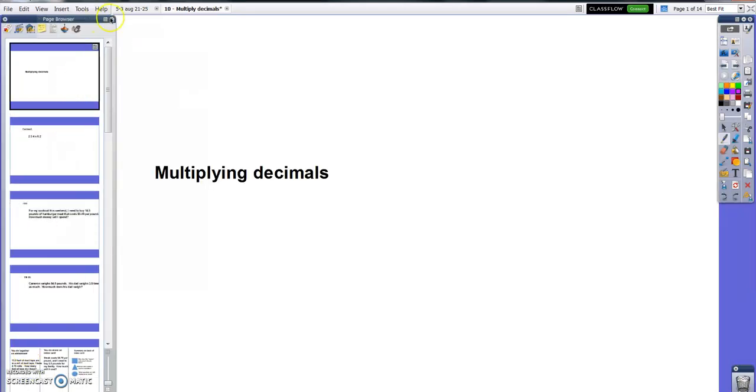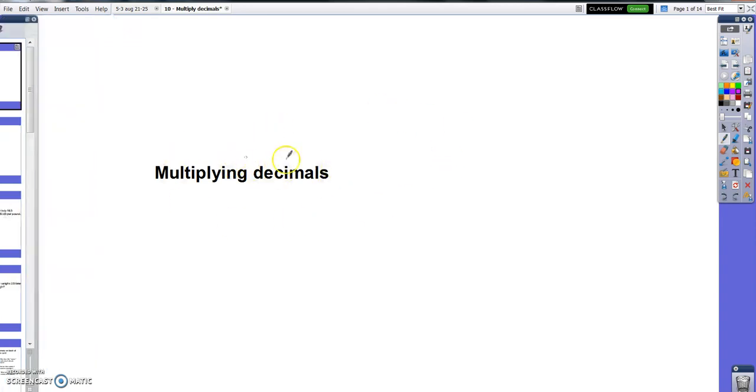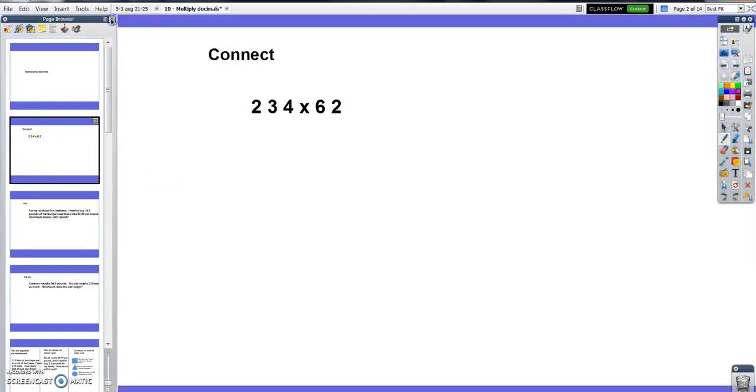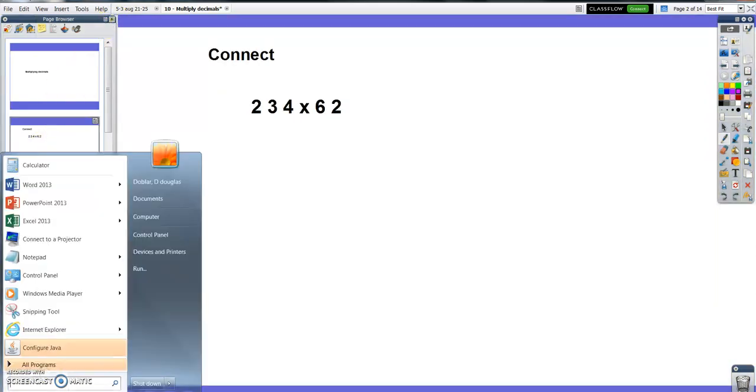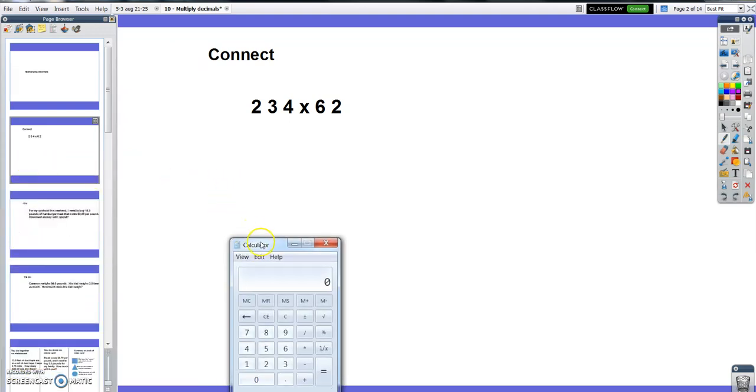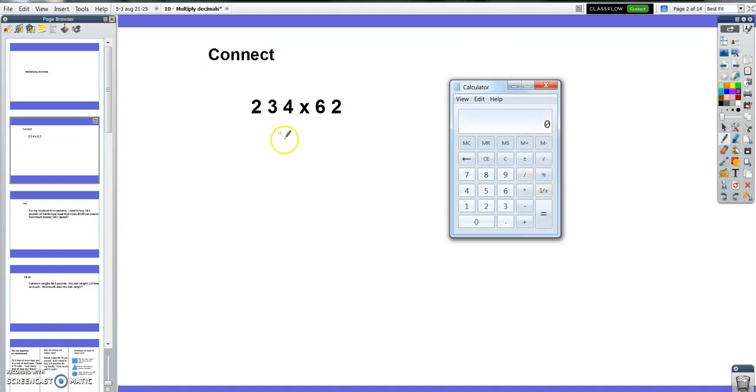Hey guys, so yesterday we added and subtracted decimals, and today we're going to multiply decimals in our quest to be able to do all of our operations with decimals. Before I even get into how to do it, I'm going to pull up a calculator here, and I want to show you something that's going to help us. I'm going to take some numbers with these digits and show you something neat about them.